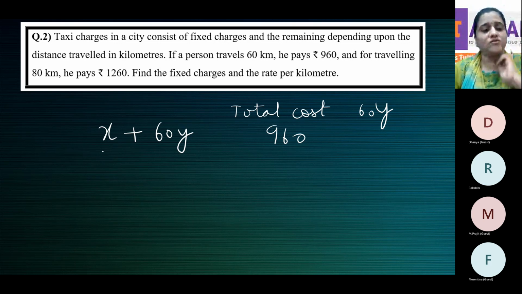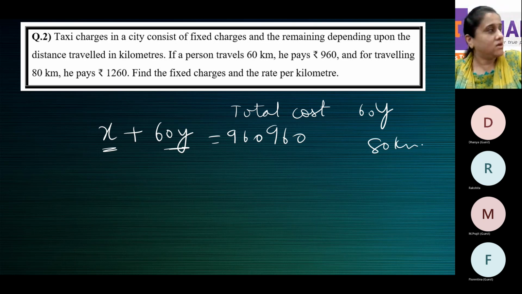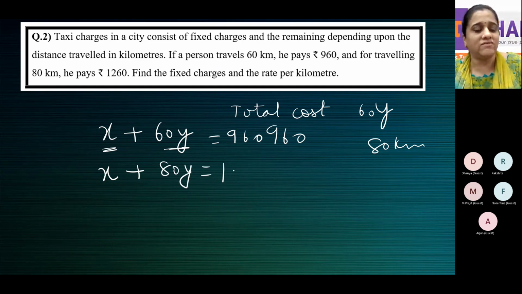So this fixed cost of X plus this variable cost 60y is equal to the total cost of 960. Now the next situation is you travel for 80 kilometers. For 80 kilometers also you'll have to pay the fixed cost X, plus the remaining depends on the distance you travel. What distance have you traveled? 80 kilometers. 1 kilometer, Y rupees. 80 kilometers, 80y. And like this, the total money which you pay the taxi wala is 1260.